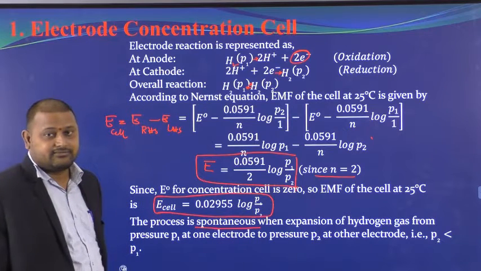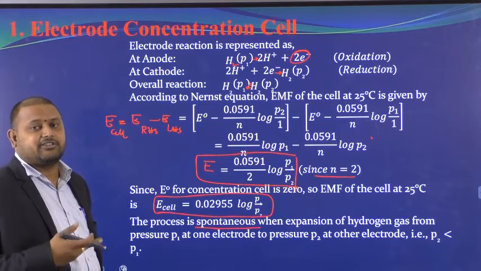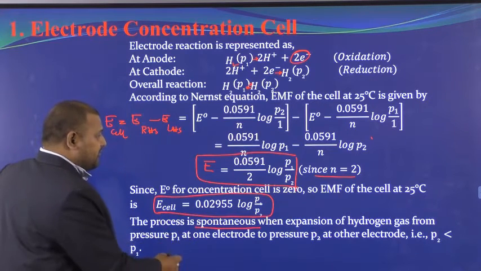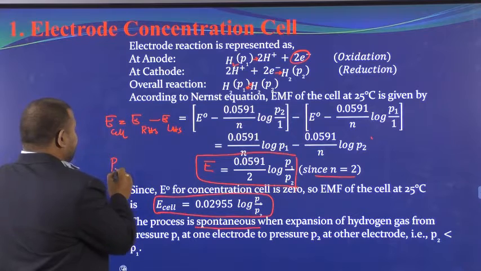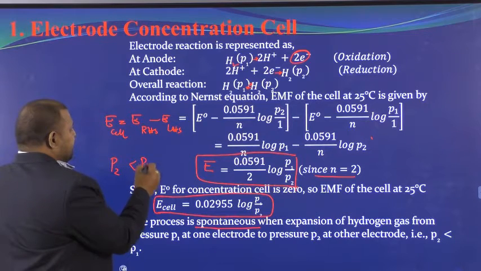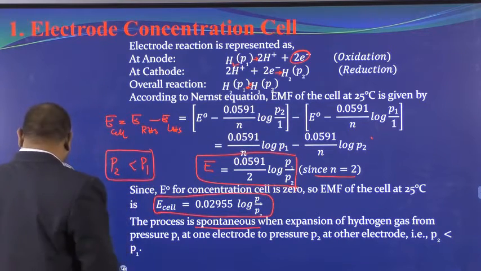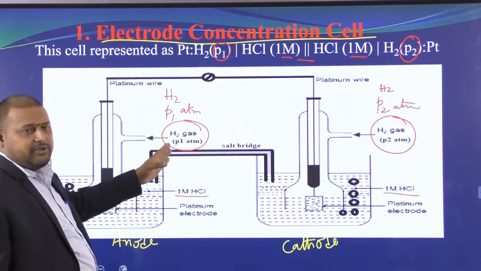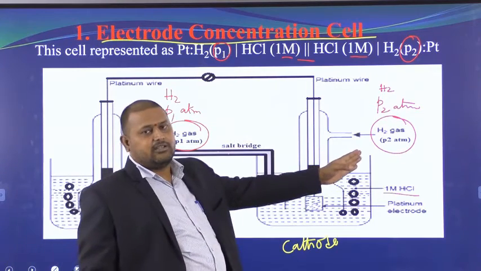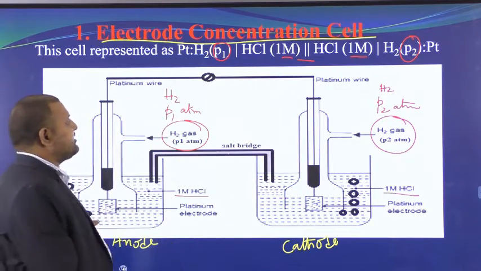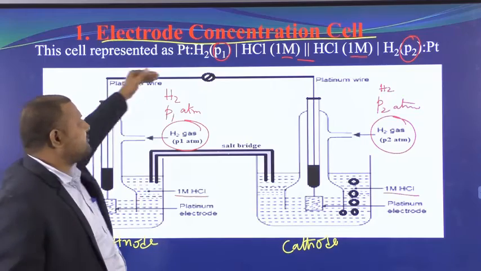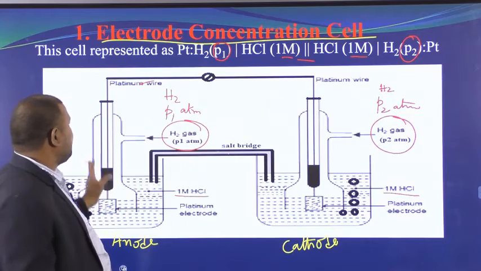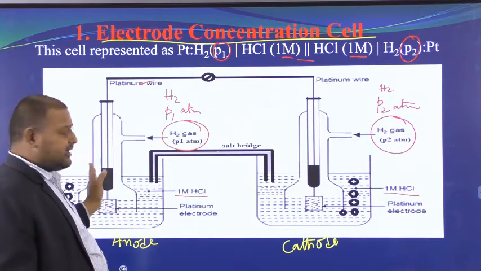Now the question is, the process should be spontaneous. Spontaneous means it should occur on its own. Then only we will get good current. So it is possible when P2 is less than P1. If P2 is less than P1, then the process is spontaneous. So what is meant by P2 less than P1? On the anode side we have to apply high pressure. On the cathode side it should be low pressure. That's all. Then the reaction is spontaneous. Automatically electrons start flowing from anode to cathode, and current flows from cathode to anode.